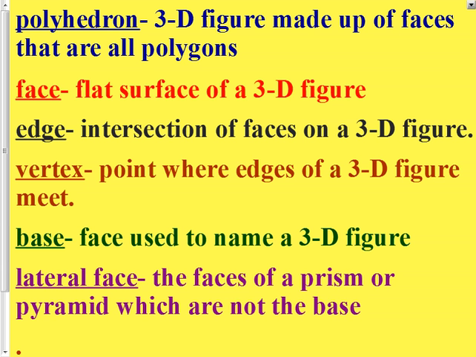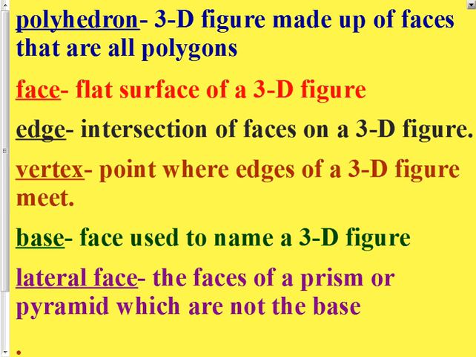Now, speaking of faces, faces are the flat surfaces of a three-dimensional figure. So they're the surfaces that you could lay a hand against. An edge is the intersection of faces on a three-dimensional figure, and a vertex is the point where the edges of a 3D figure meet. So we'll look at that a little bit more here in just a minute.